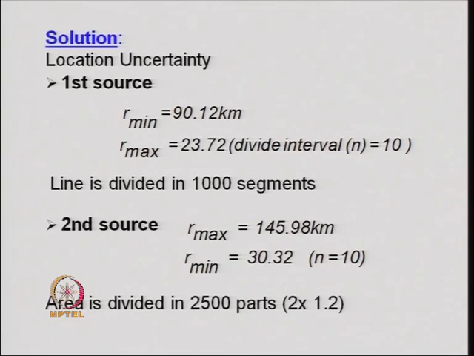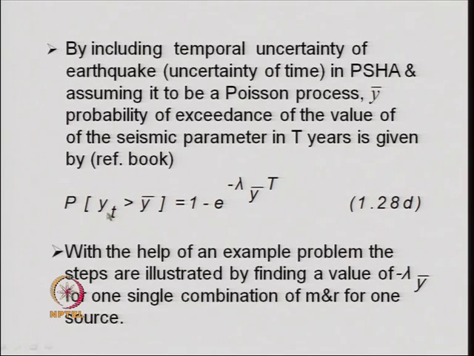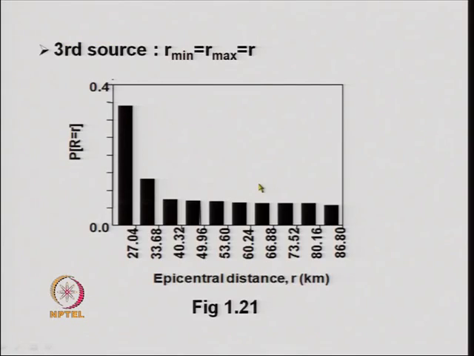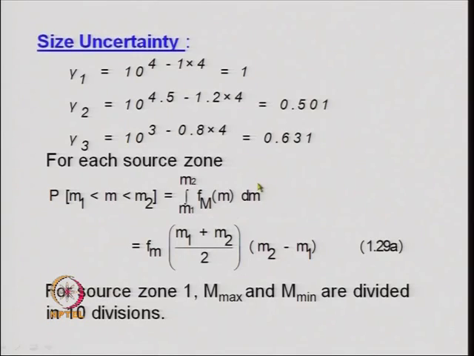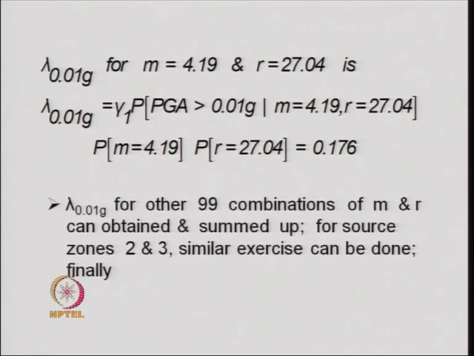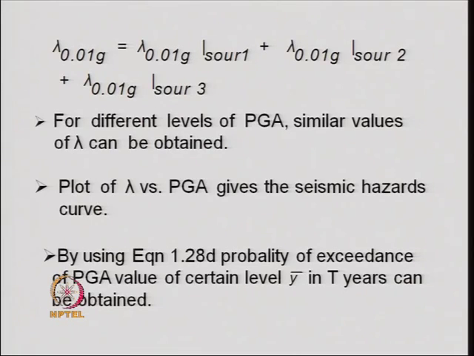exceedance rate. For example, the probability of exceedance of a peak ground acceleration level of y bar can be obtained using this equation, where lambda is equal to lambda y bar, that is the lambda value that we calculated and is shown in the form of the seismic hazard curve. So using this temporal relationship of the occurrence of earthquakes, one can calculate the probability of exceedance of a certain level of, say, peak ground acceleration in t years of time for a region.